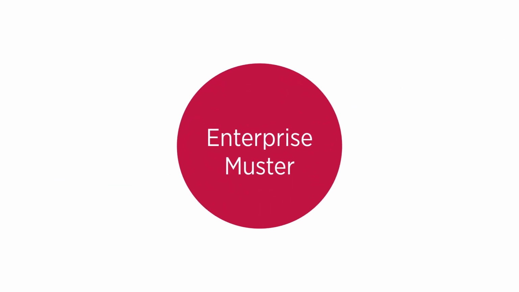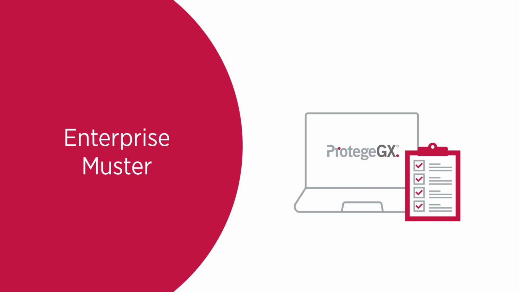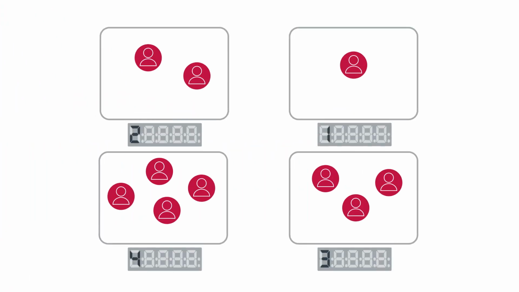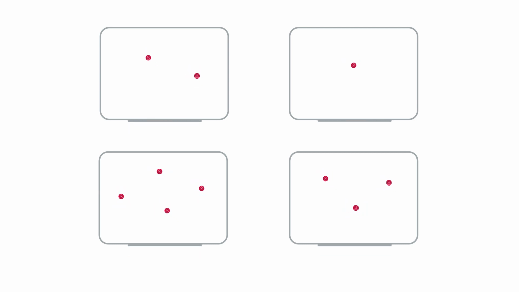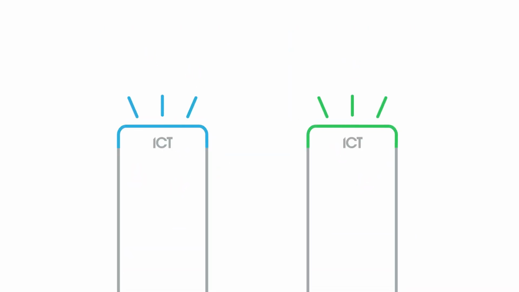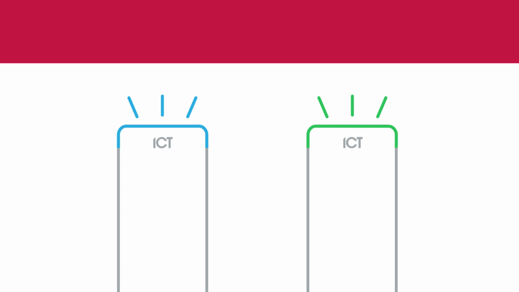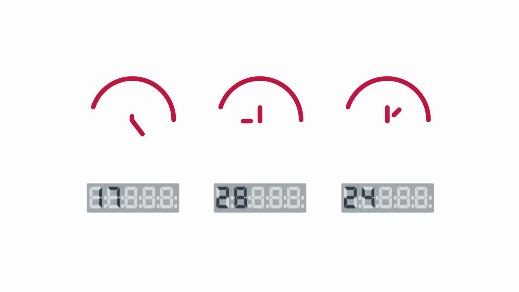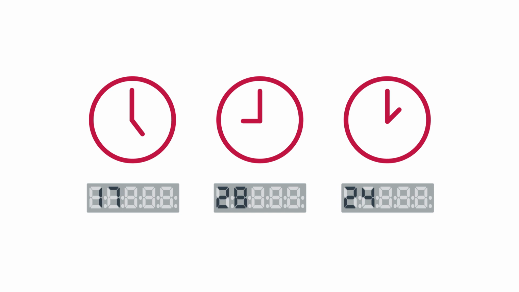To tackle the first point, we can look towards Enterprise Muster, which is available as a licensed feature through the Protege GX web client. Enterprise Muster displays a live view of the users on site within specified areas. Utilizing the entry and exit readers associated with a door, the report creates a list of users that are present every 30 seconds.